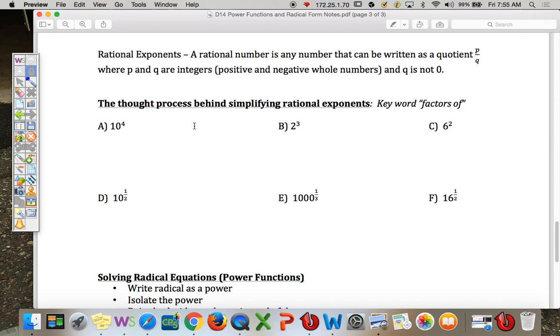Okay, so these are called rational exponents. A rational number is any number that can be written as a quotient, p over q, so a fraction, where p and q are integers, positive and negative whole numbers, and q is not zero. So here's the thought process behind simplifying rational exponents.